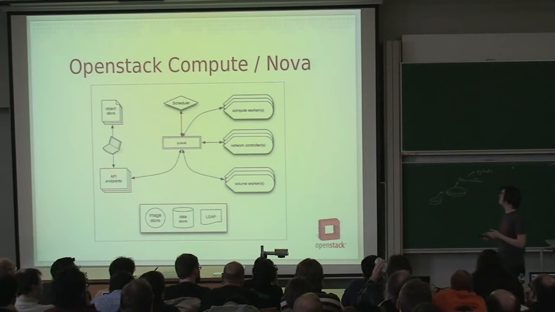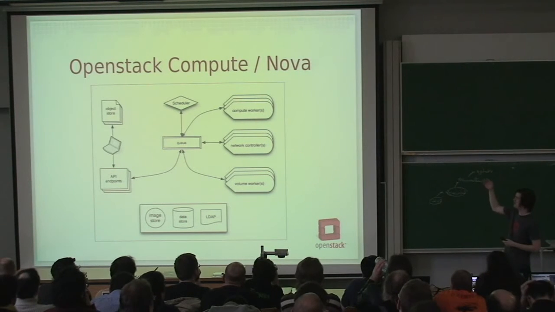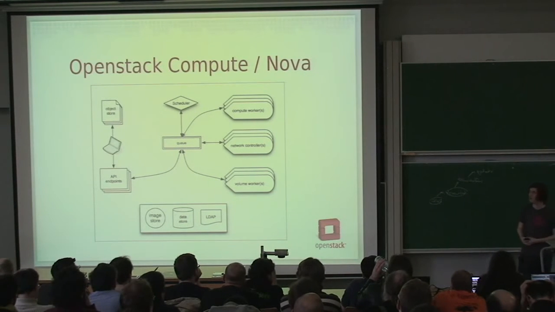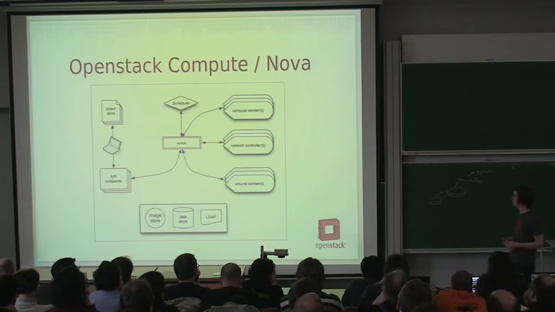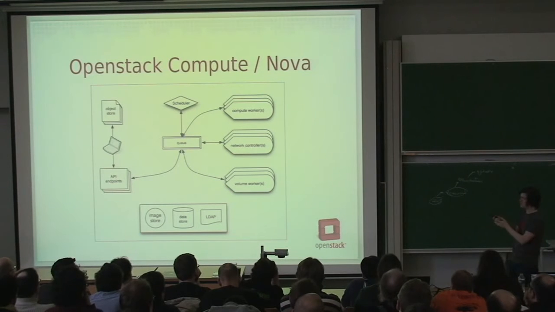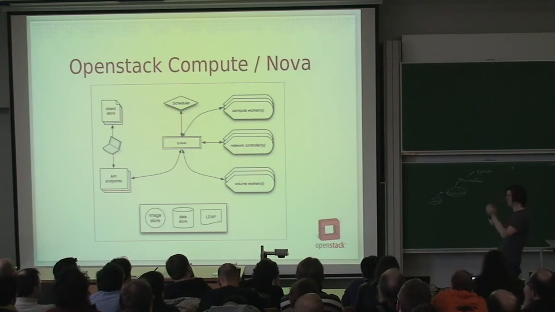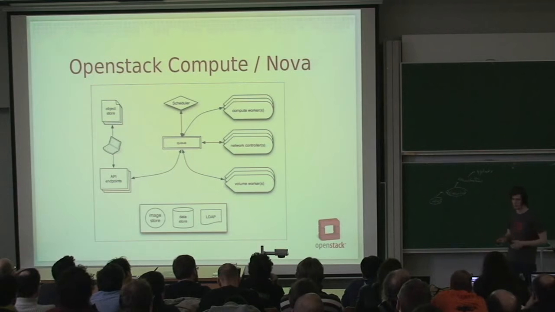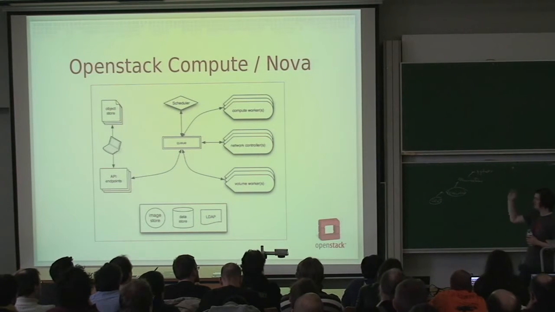So the scheduler looks at the request, and based on the knowledge it has of the various compute workers, which are the actual servers that run virtual machines, it decides which one should be the lucky recipient of this particular virtual machine. As soon as it's made the decision, it sends a message through the message queue to the compute worker, telling it, hey, you need to run this machine, it's this particular image you need to fetch, and it has to be of this size, and so on and so on. And then the scheduler is done with it.